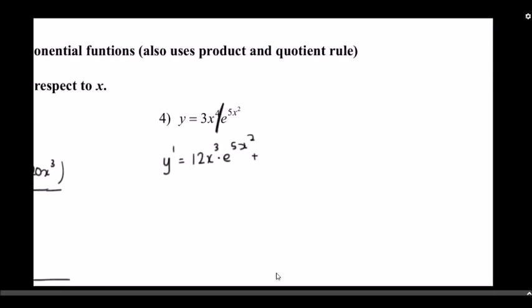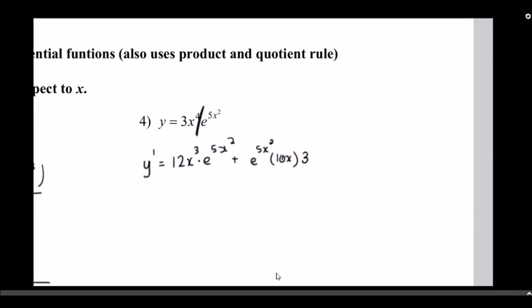plus g prime. So now we need the derivative of the second factor of the product. The derivative of e to the u is e to the u times u prime. So this here would be the g prime part of the product rule. Now we need the f function times 3x to the fourth. So this plus sign here separates that into a left and a right side. So we want to see what they both have in common. They have an e to the 5x squared in common.